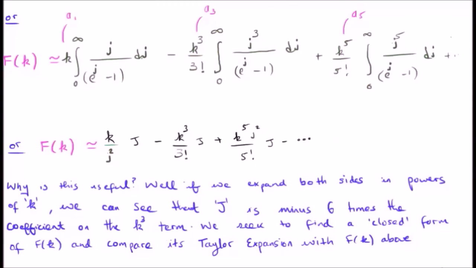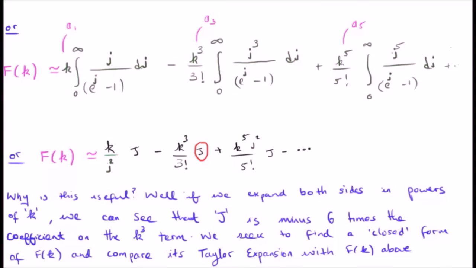You might ask yourself, how is it ever going to help us? Why is it useful? Well, if we expand both sides of this particular expression in powers of k, we're able to see that the integral J, although it's obviously here and here as well, is simpler in the center expression, which I've now highlighted. We can see that J is minus 6 times the coefficient on the k cubed term. What we seek to do is find a closed form of capital F of k and compare it to the Maclaurin expansion of capital F of k above.